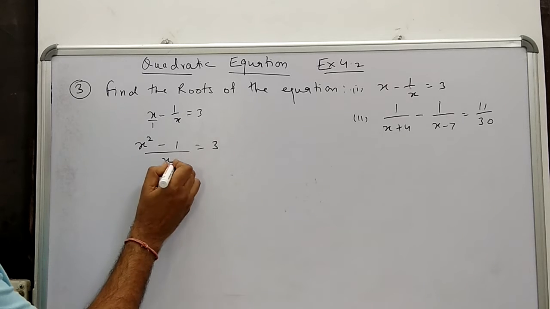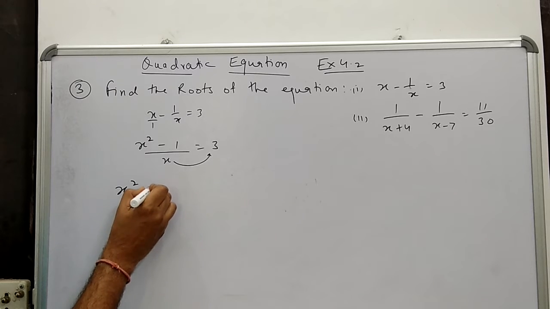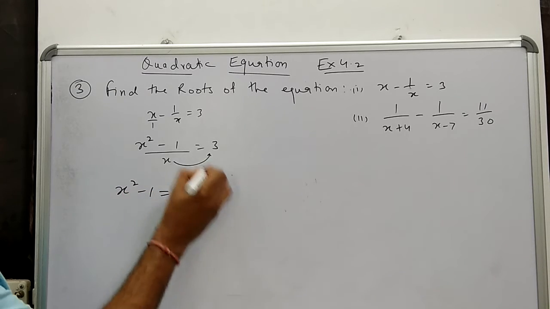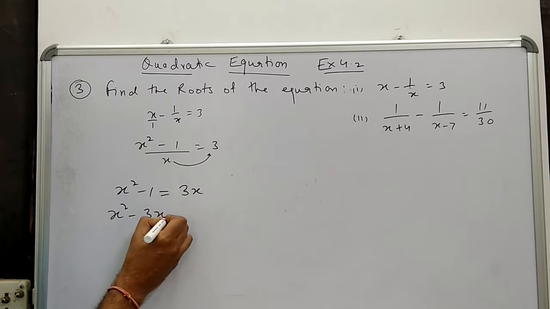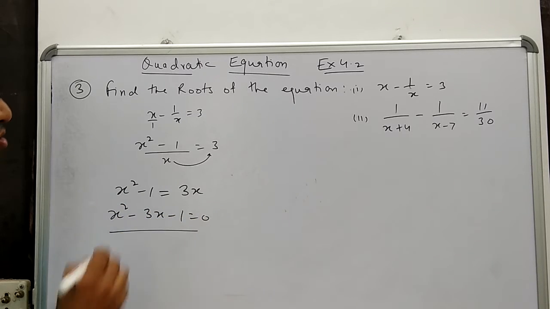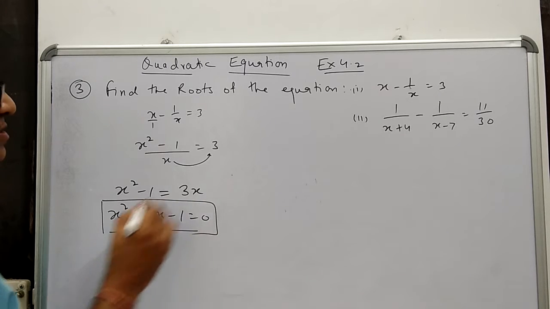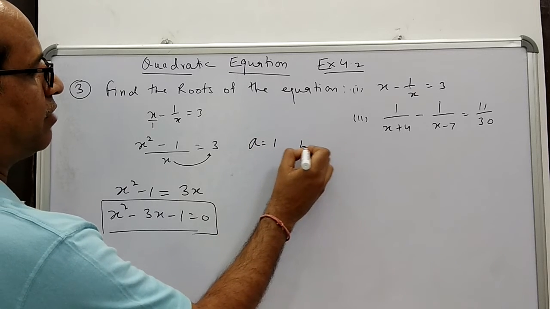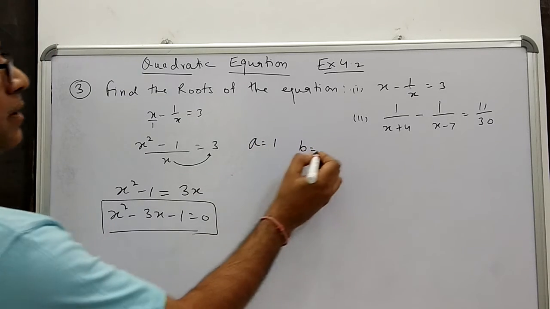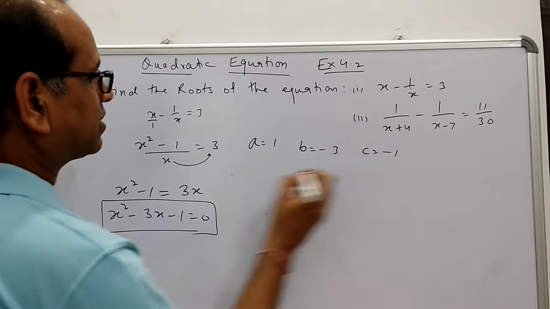So the next part is cross multiply this x that side. So x square minus 1 equal to 3x. Transfer it this side. x square minus 3x minus 1 equals to 0. So this is a simple quadratic equation in the standard form. Now the value of a is 1. The value of b is minus 3 and the value of c is minus 1.